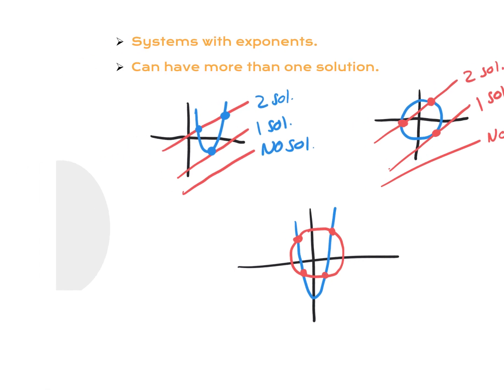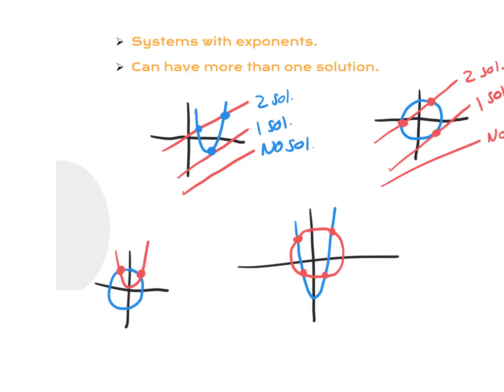Maybe you get a parabola with a circle, but the parabola is inside of it, and then you still just get 2 solutions, right? So there's all sorts of different cases, right? And you can even mess around with it and make all sorts of crazy shapes and stuff of things that you guys have seen before.